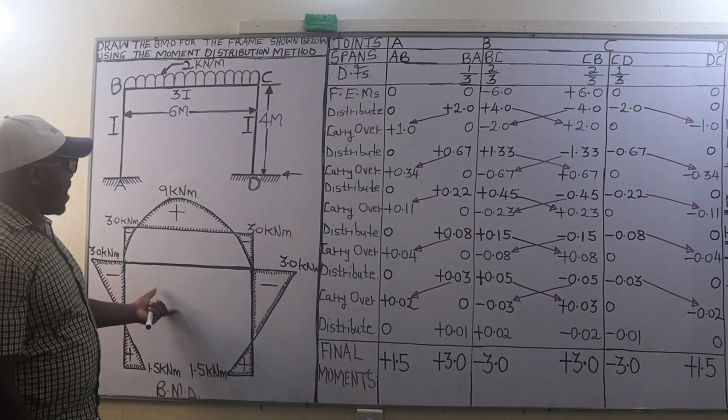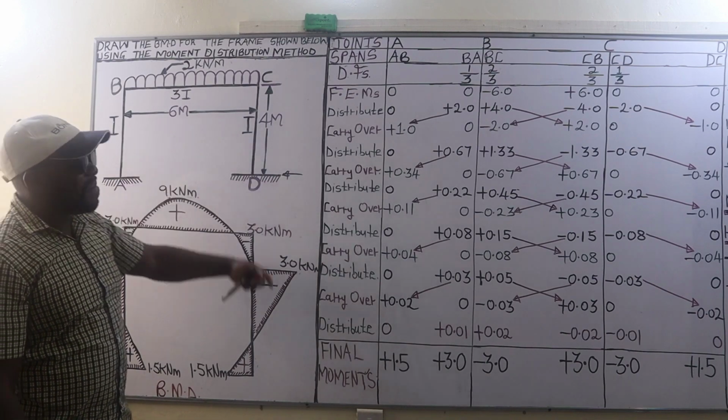So that's our bending moment diagram for a symmetrical, simple portal frame.